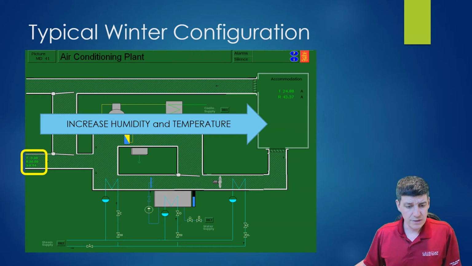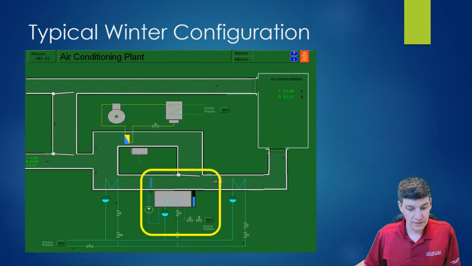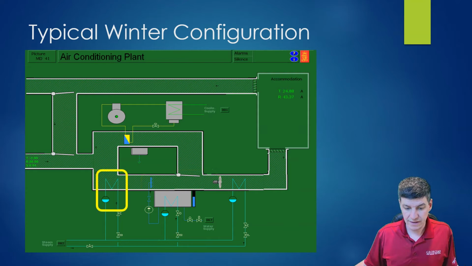Okay, so in order to do that in the wintertime, we're going to have to do a couple things. One thing that we're going to have to do is humidify. So we have this system down here, which we'll talk about in a little bit, which is going to be used to add humidity to our air. We also have a steam heater here in front of the humidifier. And we also have a steam heater after the humidifier. And we'll talk about those in just a moment.